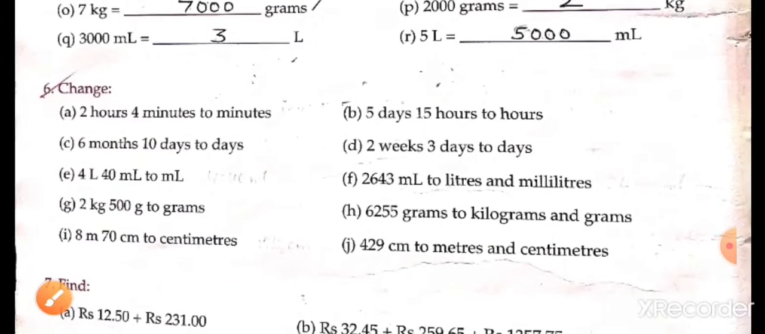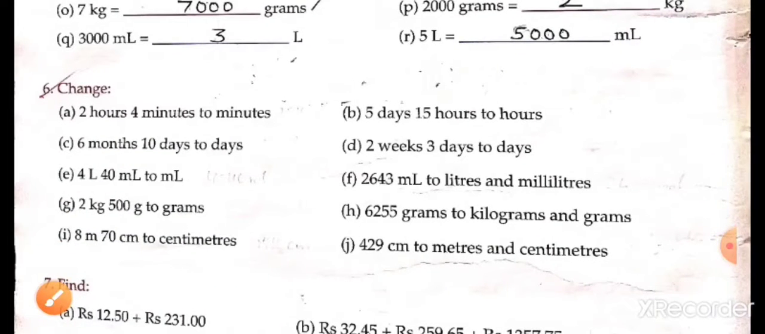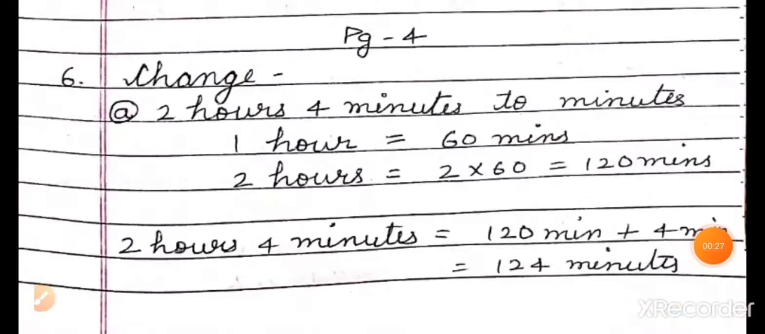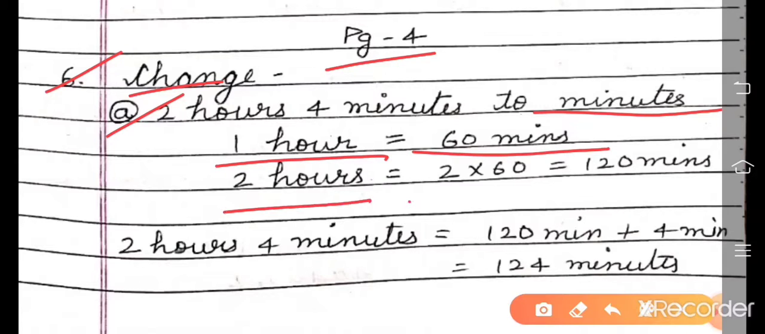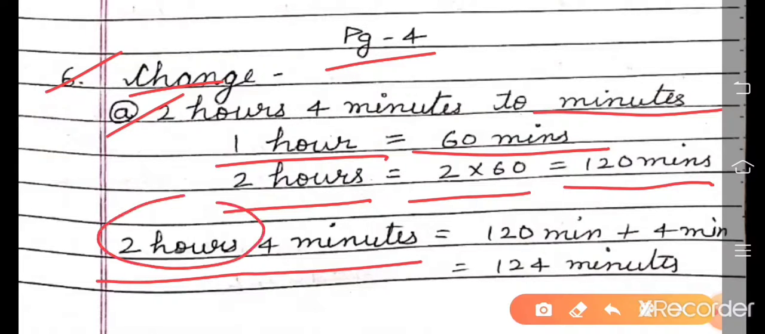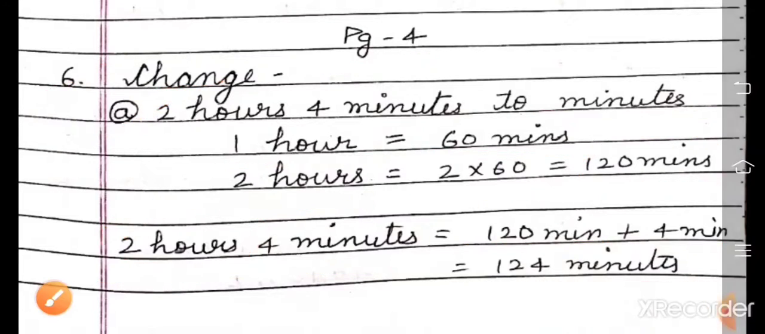Okay, now question number 6. This question you have to do in your notebook. So take out your notebook. Okay, so page number 4, question number 6, change 2 hours 4 minutes to minutes. So we know 1 hour equal to 60 minutes, 2 hours equal to 2 multiply 60, 120 minutes. So 2 hours 4 minutes equal to 120 minutes plus 4 minutes, total 124 minutes. Okay.